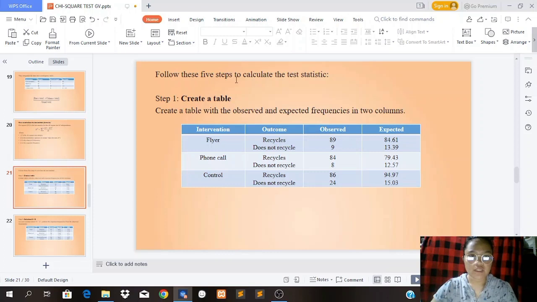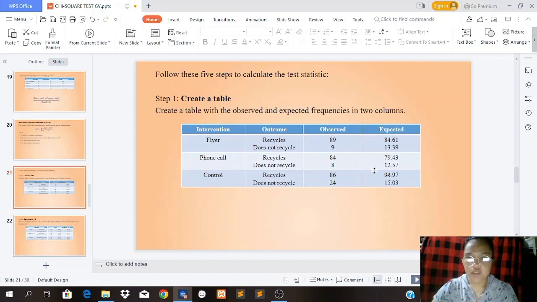Follow these 5 steps to calculate the test statistic. Step 1. Create a table. Create a table with the observed and expected frequencies in 2 columns. So, intervention, outcomes, observed frequency, and expected frequency. Bali ang observed frequency, given na ni siya.